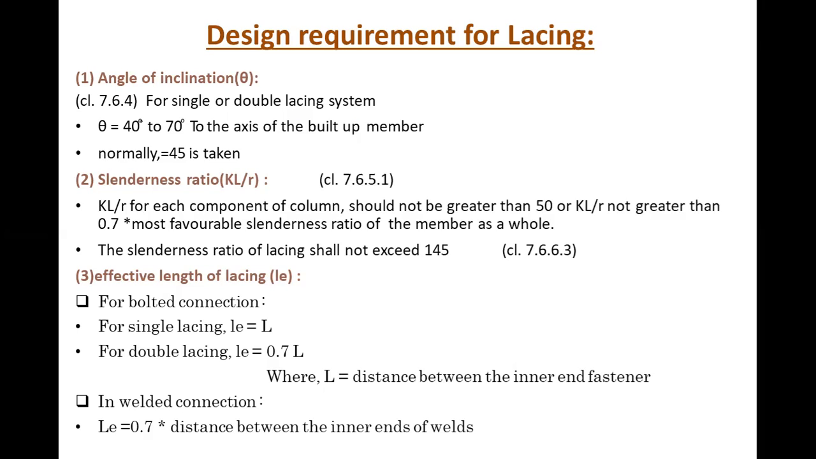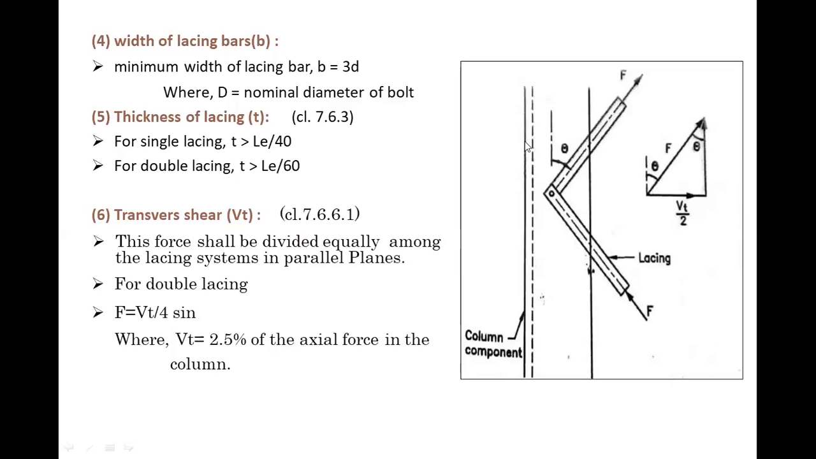The next one is effective length of lacing, denoted by LE. For bolted connection, for single lacing, effective length LE is equal to L, and for double lacing LE is equal to 0.7 L, where capital L is the distance between inner end fasteners. For welded connection, effective length LE is equal to 0.7 multiplied by the distance between the inner ends of the welds, right? Here the column component is provided, the lacing system is provided, and the angle of inclination theta is shown. Theta is equal to the angle of inclination, right? The width of lacing bar, B, is the minimum width of lacing bar, B is equal to 3D.